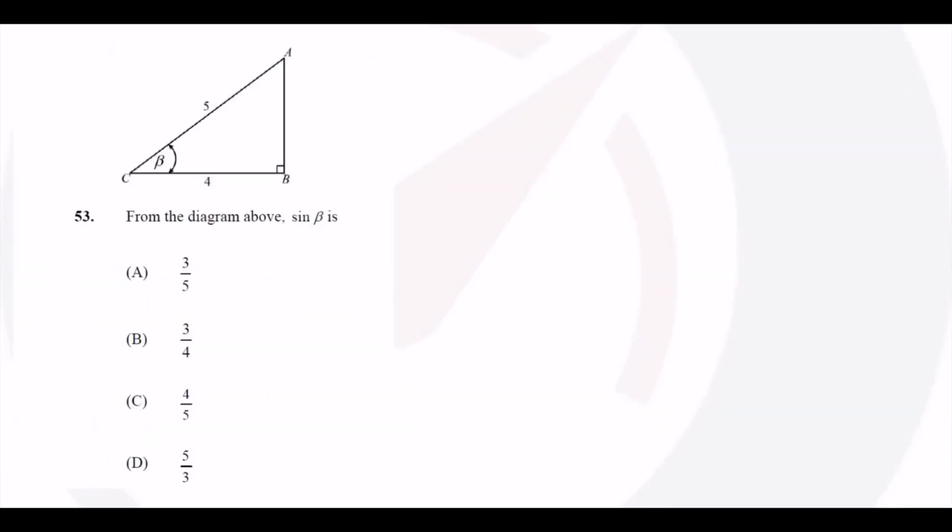Question 53. From the diagram above, sine beta, or sine angle, anyone you want to call it, sine is opposite over the hypotenuse. So the opposite side would be AB, and we have not yet calculated AB, but we know AB is one of the popular Pythagorean triples, where it's in the ratio 3, 4, and the hypotenuse is 5. So one side is 4, one side is 3, and the hypotenuse gives us 5.